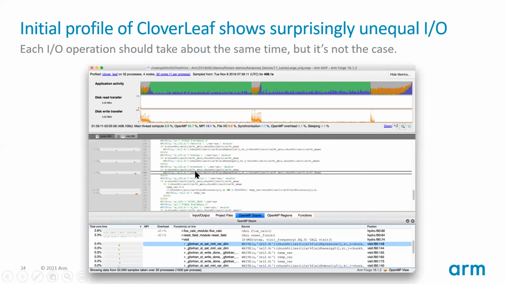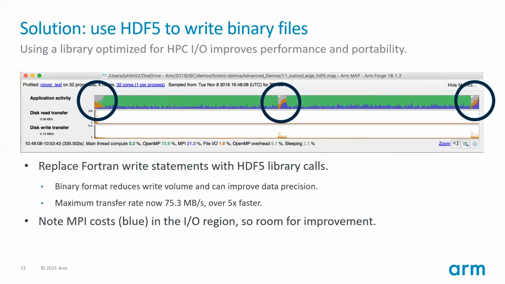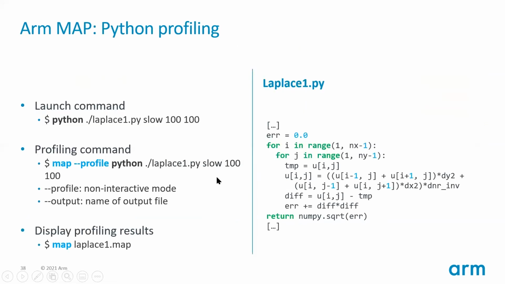Here, this is something where there were I/O issues. They were able to see that the data transfer rate only goes from 0 to 14 megabytes per second. So clearly there was something wrong. They were able to change the code and use more efficient library calls, and now the disk write transfer goes from 0 to 75.3 megabytes per second. And it really improved the runtime of the code.